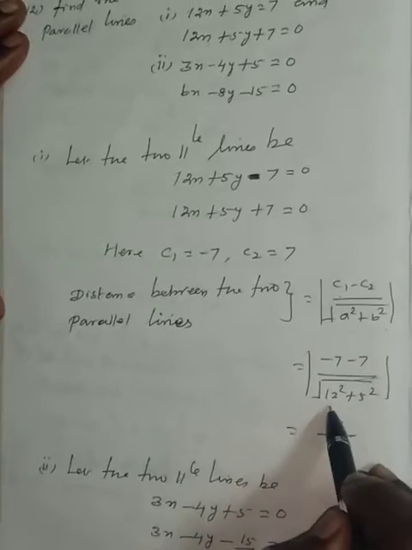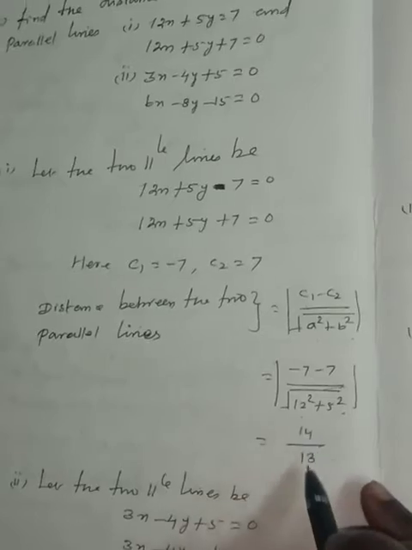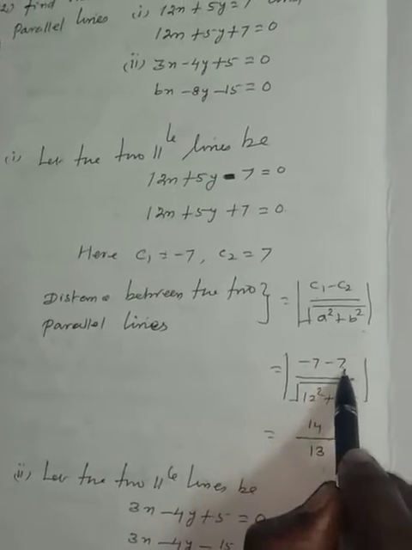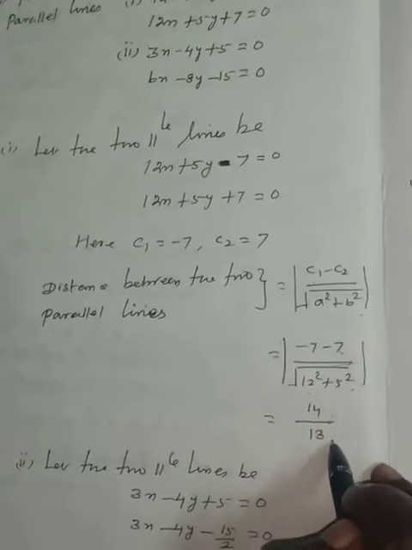Whole divided by square root of 12 square plus 5 square, which is 169. Taking the square root we get 13. The numerator is minus 7 minus 7, which is minus 14. Taking the modulus we get positive 14. So 14 by 13 is the answer.